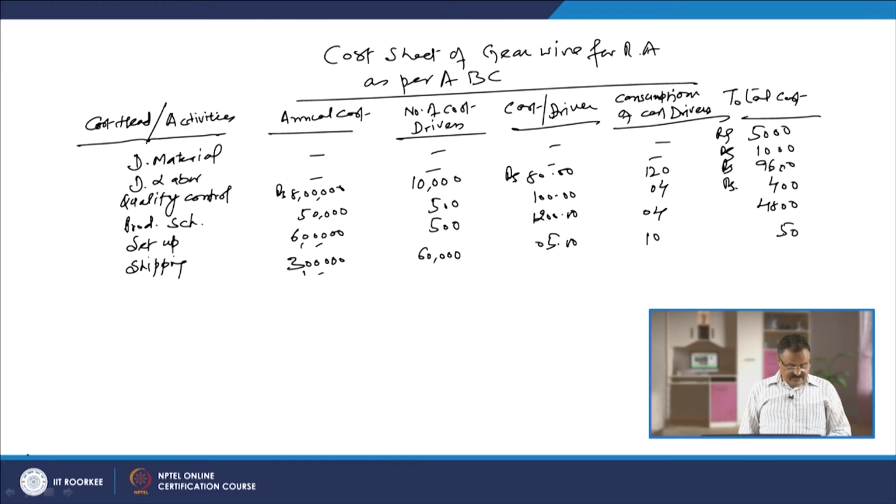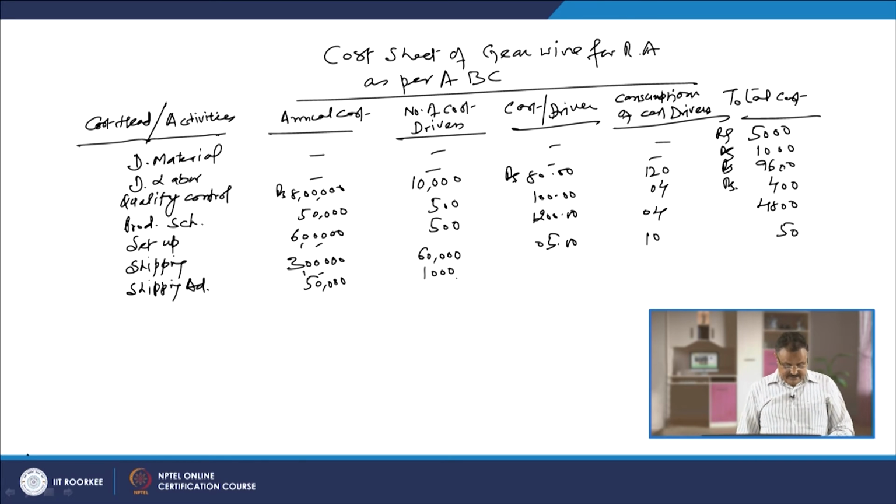After shipping, the next cost we have is the shipping administration. If you talk about the shipping administration, what is the cost of shipping administration here? The shipping administration cost for the shipments is 50,000 rupees. This cost is 50,000 rupees, and how many shipments are there? How many products are shipped?